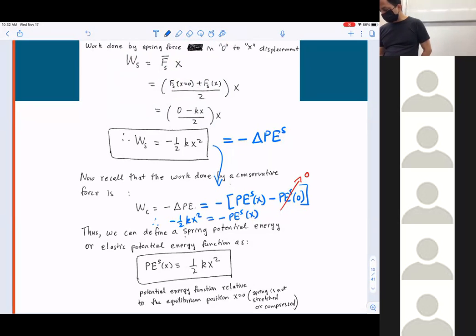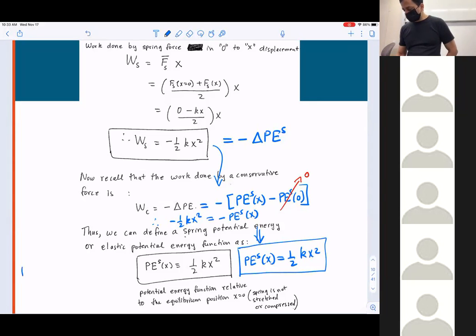And then this leads us to this result that the spring potential energy function at the location x is 1/2 kx squared. So this is the main result. This is analogous to the gravitational potential energy as a function of y, which was mgy. You can see that the gravitational potential energy had a linear dependence on the position. The spring potential energy has a quadratic dependence on the position. Any questions on that?